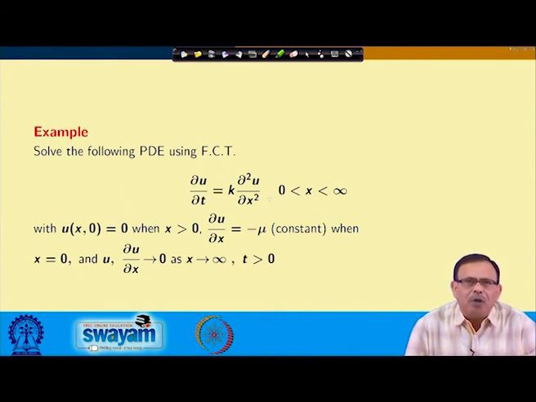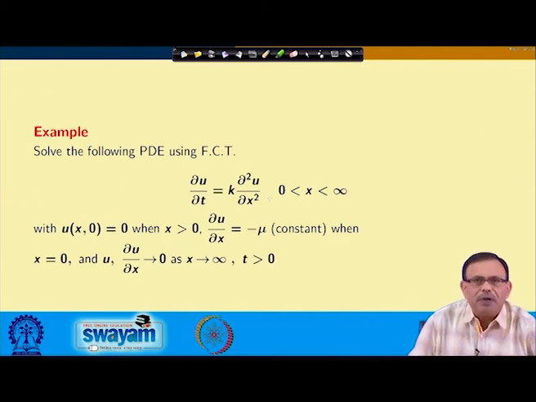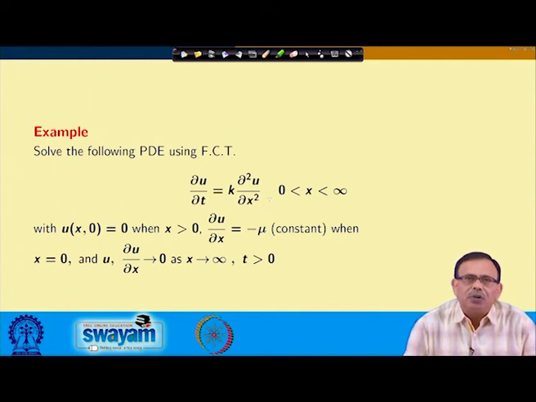I want to solve this problem: del u del t equals k del 2 u del x square, with u(x,0) equals 0 when x greater than 0, del u del x equals minus mu, which is constant, when x equals 0, and u and del u del x approach 0 as x approaches infinity. So, for this function the range is given as x lies between 0 to infinity.